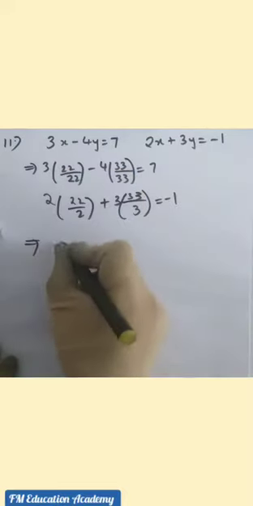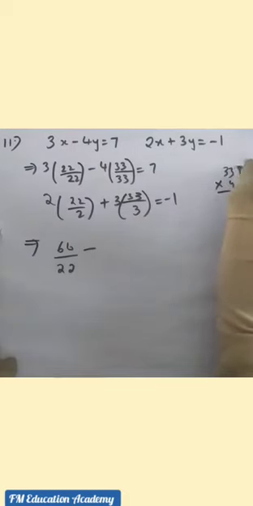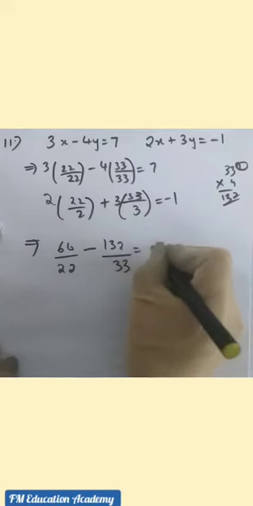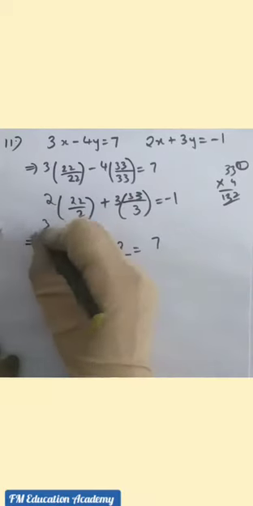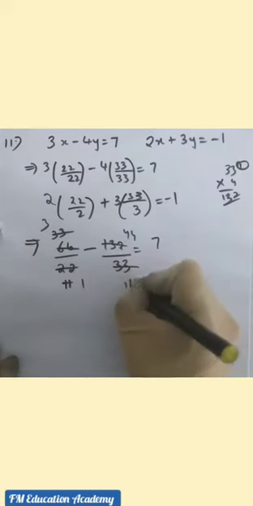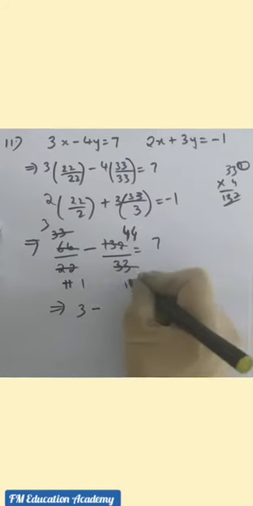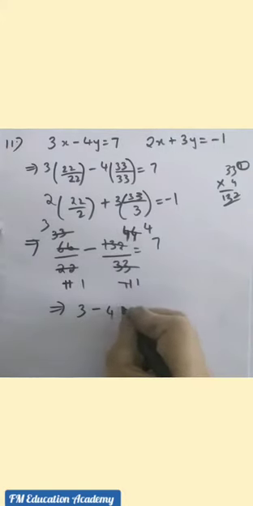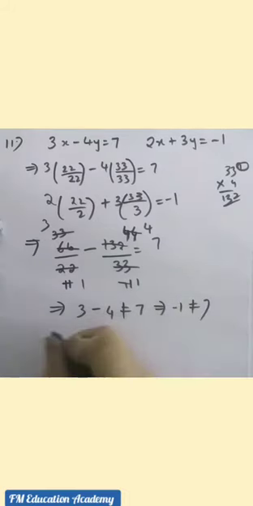So 22 3s are 66. So 66 by 22 minus 4 into 33 by 33, 33 4s are 132, 132 by 33 is equal to 7. Simplifying, we will have 3 minus 44 by 11. 11 4s are 44. So we are having 3 minus 4. So 3 minus 4 is not equal to 7. Why? Because we know 3 minus 4 is minus 1. So it cannot be option A.